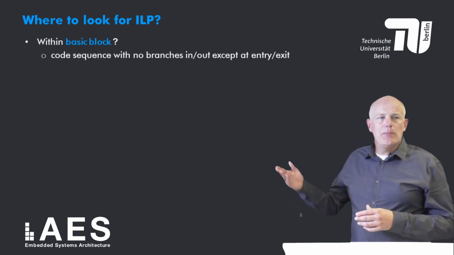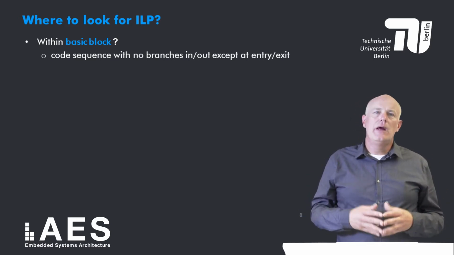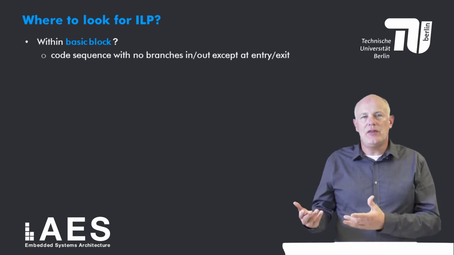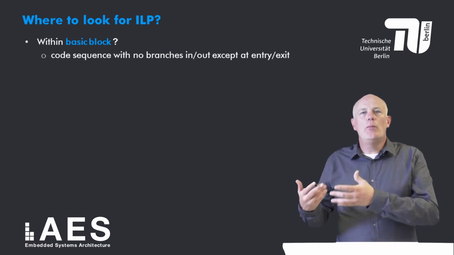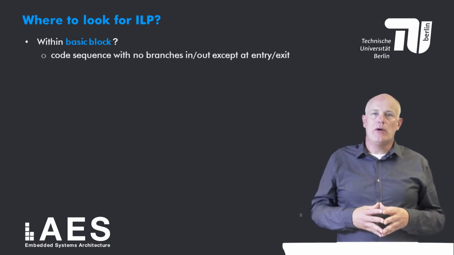The simplest approach is to look for ILP within a basic block. A basic block is a code sequence with no branches in except at the entry, the first instruction in the basic block, and no branches out except at the exit, the last instruction of the basic block.